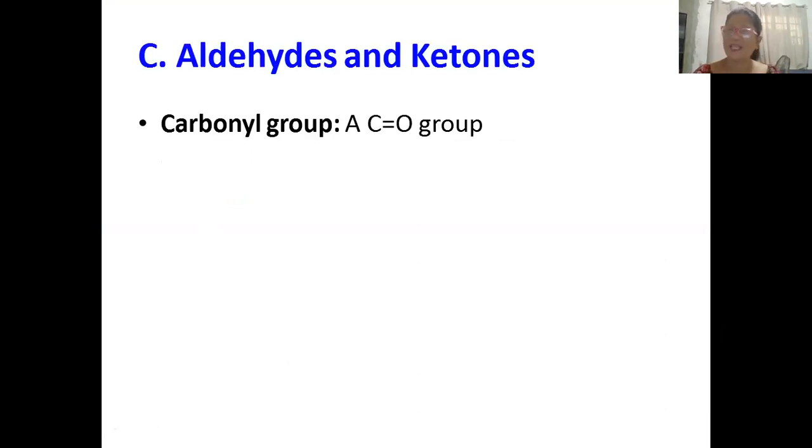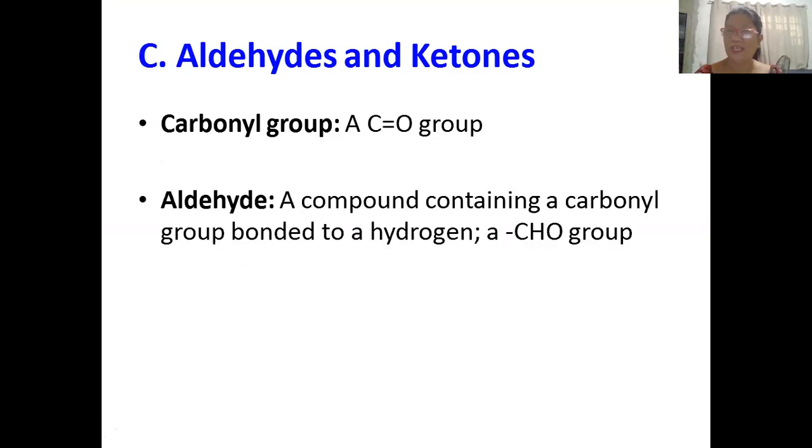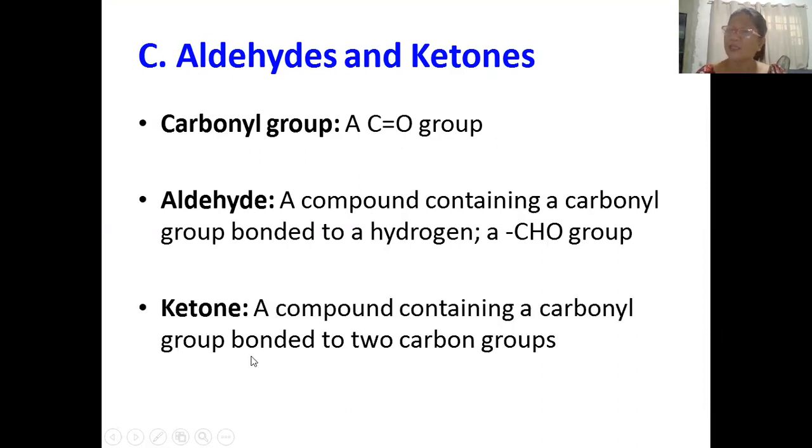Okay. For aldehydes and ketones, they have a common functional group. That is the carbonyl group, C double bond O. The aldehydes have a CHO, C double bond O, H. That's CHO. And ketones are compounds containing a carbonyl group bonded to two carbons.